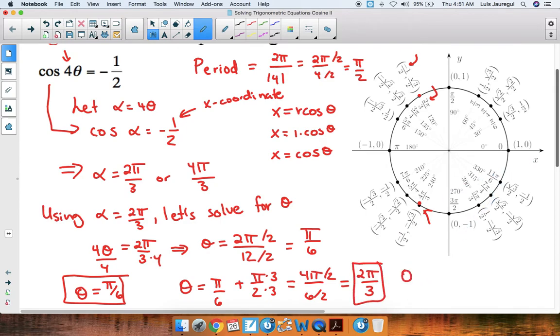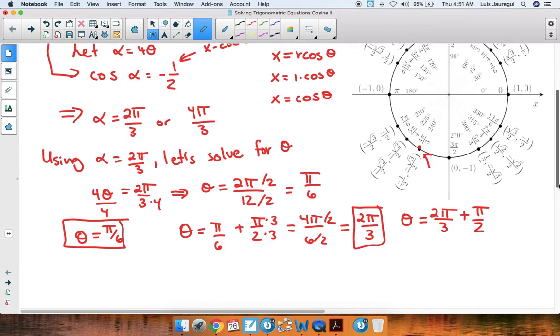To get the other theta, we're going to take the 2 pi over 3 and add the period of pi over 2. So we have 2 pi over 3 plus pi over 2. Now in this case, we need to multiply the first part by 2 over 2 and the second part by 3 over 3. So let's rewrite that one as 2 pi times 2 over 3 times 2 plus 3 pi over 3 times 2. So here you have 4 pi and 3 pi becomes 7 pi, all of it over 6.